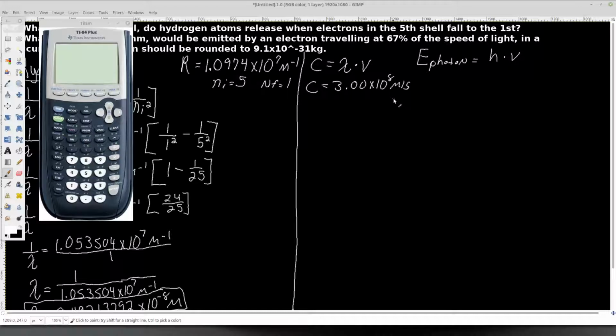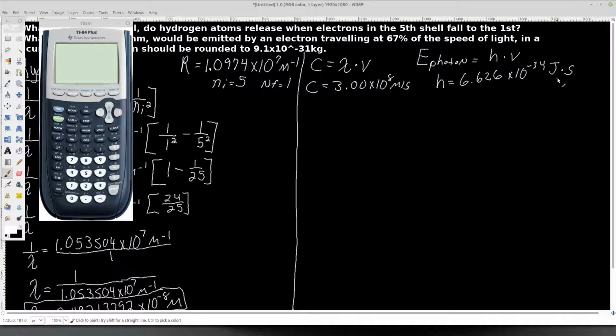3 sig figs. Now we're also going to use Planck's constant. For that, we're going to have h equals 6.626 times 10 to the negative 34th joules times a second. Now, Planck's constant is another one of those that may vary slightly from publisher to publisher and teacher to teacher and professor to professor. You may see 6.63, you may see 6.626. I like using 6.626 times 10 to the negative 34th. So that's what we're going to use in my class, and in this video, that's what I'm going to use.